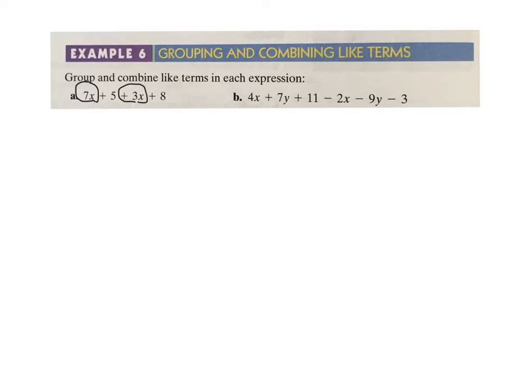So that says 7x plus 3x is 10x. And then I have a positive 5 and a positive 8. Those terms go together, so that's positive 5 plus 8 is positive 13. So this answer is 10x plus 13.